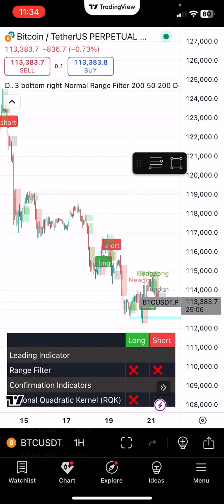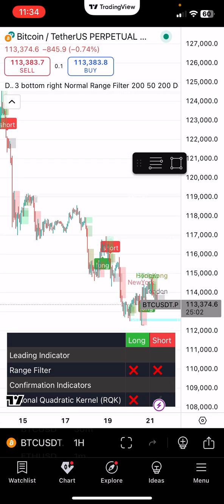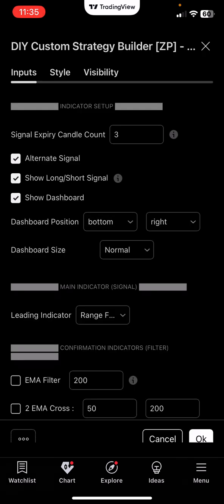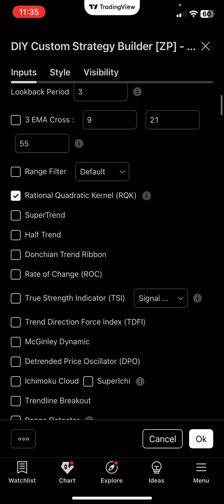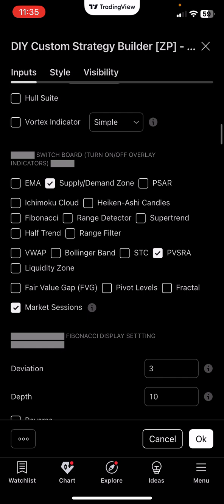Now this is what the indicator will show you by default, but we are not interested. Let's just go to the settings, and then you turn off this alternate signal, you turn off long or short, turn all these things off. The only thing we need is supply and demand. You turn on market session, you turn off this PV, whatever. We are left with supply and demand. That's the only thing we need.